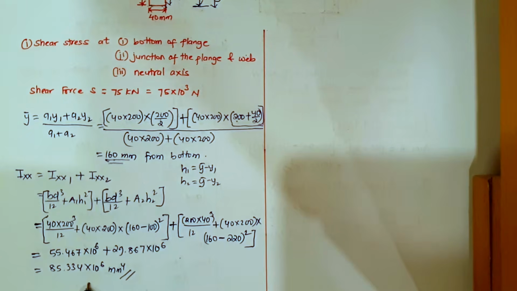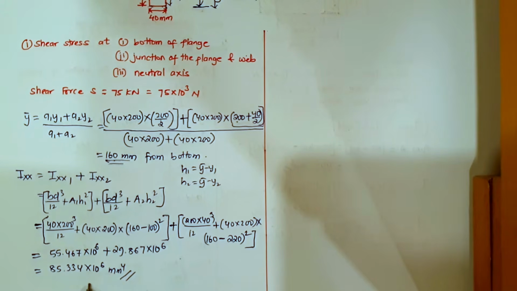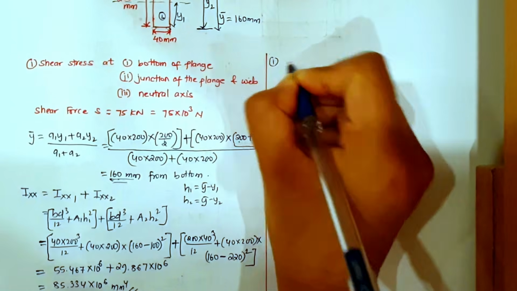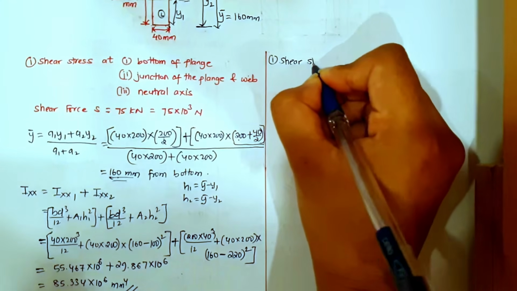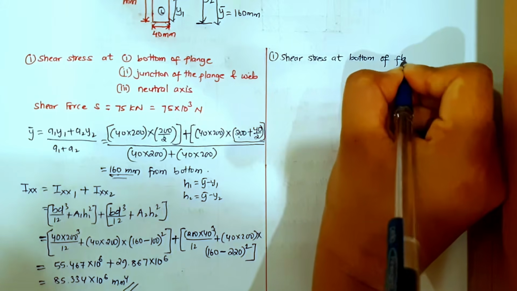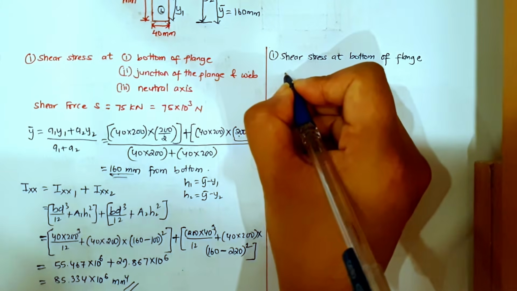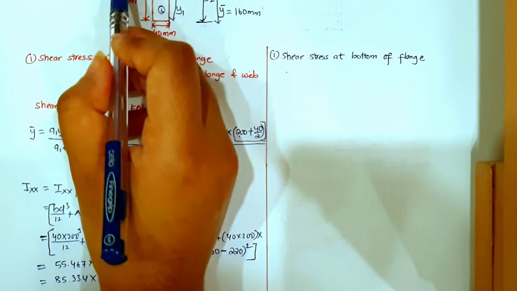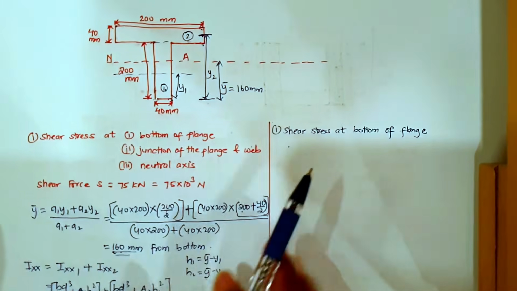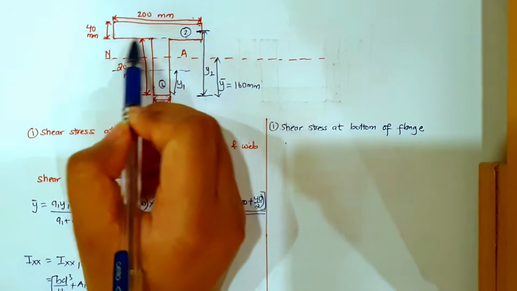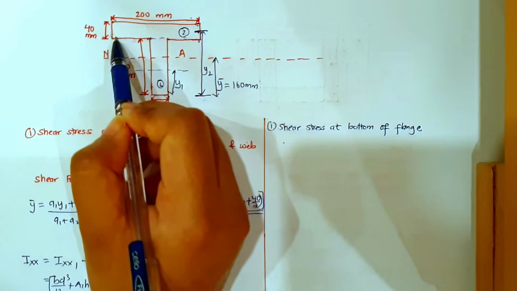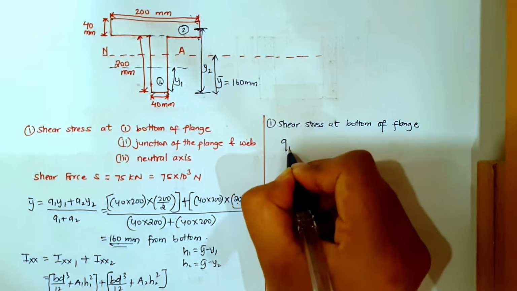Now let us find the first one, shear stress at the bottom of flange. Number one, shear stress at bottom of flange will be equal to... What is the flange portion? This portion is the flange portion, right? And we are asked for the bottom of flange, so where will the bottom of flange be? This is the bottom of flange, right? So we will find it there, so here I will have Q1.